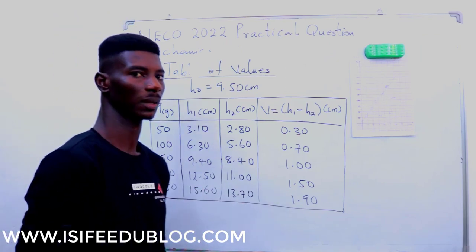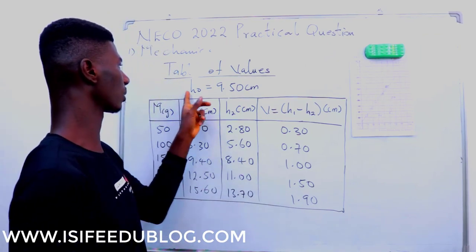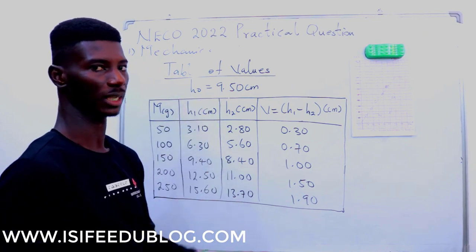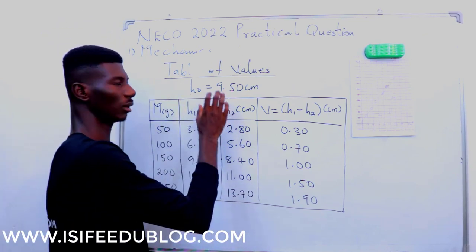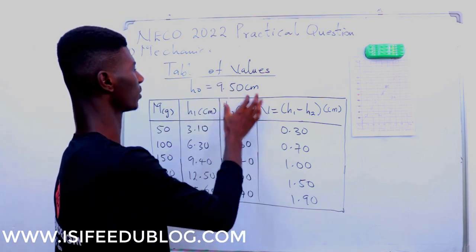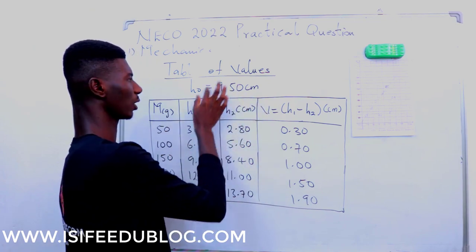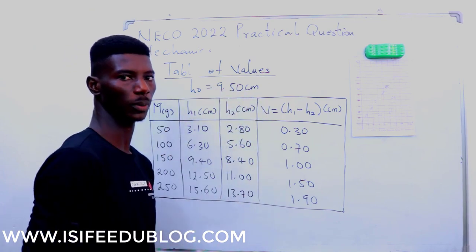So this is how the table will look if you are asked to record H0. If you are told to record H0, always know that this is a constant, and every constant must be written on top of your table. Note that every constant must be written on top of your table.